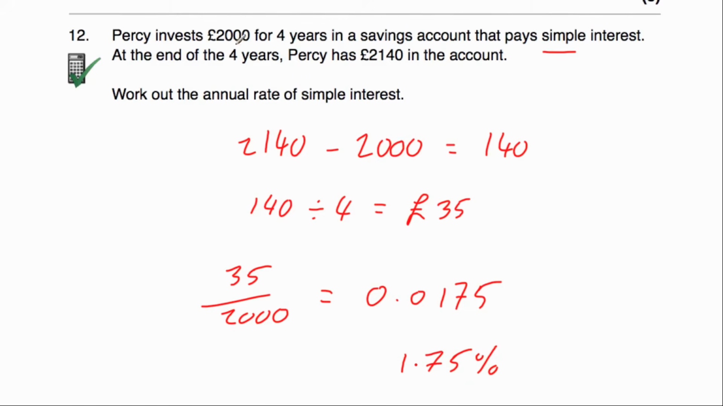And again, if you take your 2,000 and work out 1.75% of it, you should get £35. And if you multiply that by 4 and add that onto the 2,000, you should get 2,140. Or not should, you will. Okay, let's have a look at question 13.